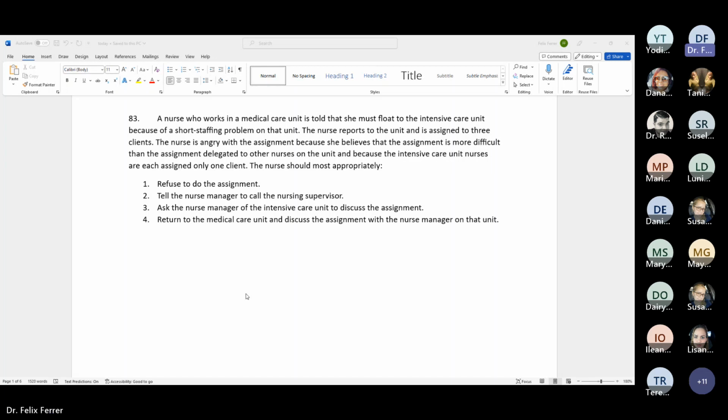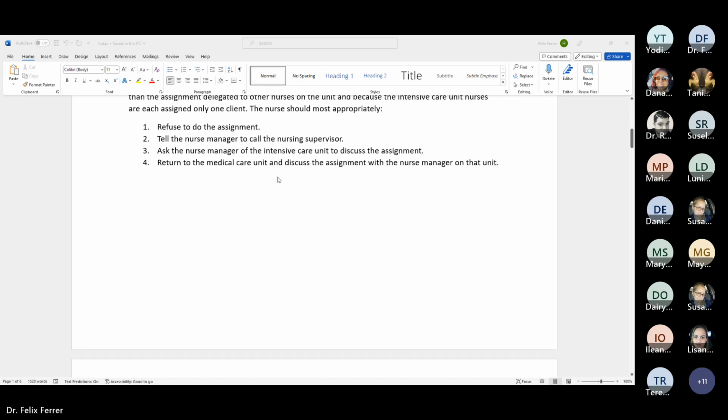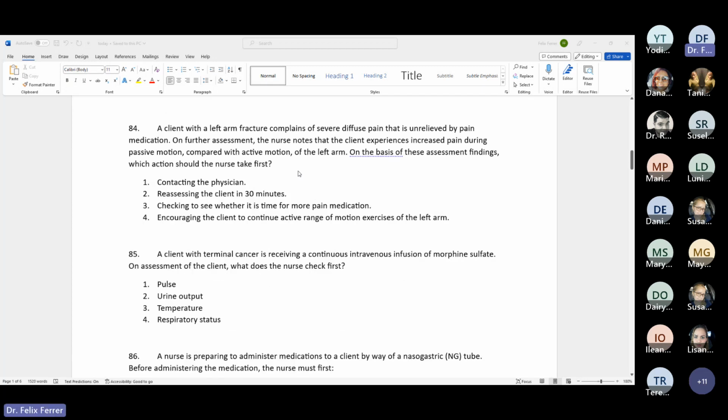Okay. Let's go to 84. A client with a left arm fracture complains of severe diffuse pain that is unrelieved by pain medication. It's not decreasing in pain level. On further assessment, the nurse finds the client experiences increased pain during passive motion compared with active motion of the left arm. On the basis of the assessment findings, which action should the nurse take first?